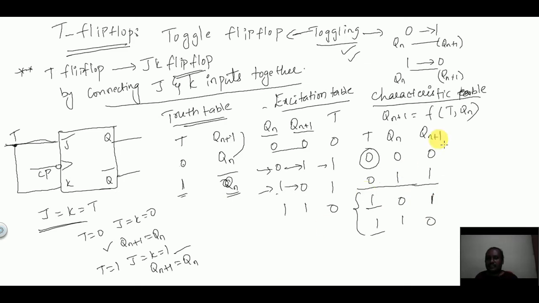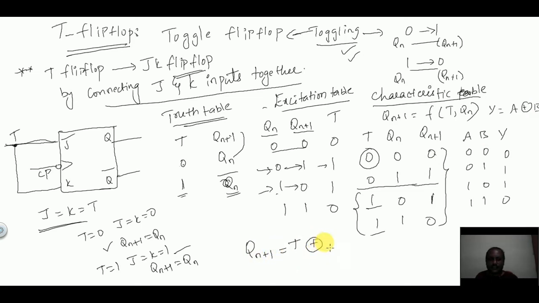If you observe, this is the XOR gate operation. 0 1 1 0 is XOR gate operation. If you have A, B, Y: 0 0, 0 1, 1 0, 1 1, we'll write 0 1 1 0. So Y is equal to A XOR B. This is the same, so we can write the characteristic equation as Qn plus 1 is equal to T XOR with Qn. This is the characteristic equation of T flip-flop. So this is about T flip-flop.